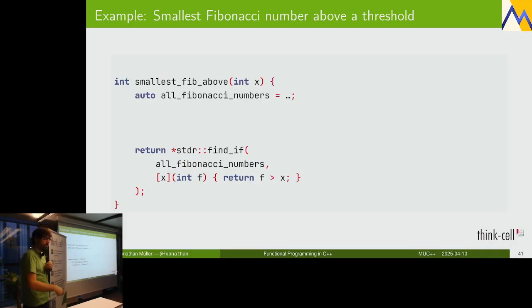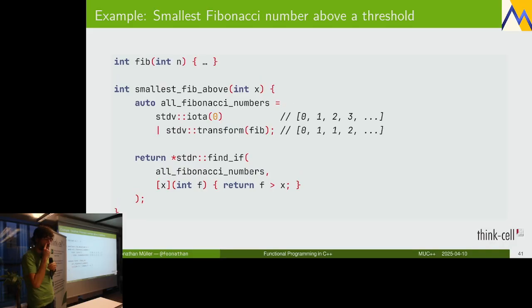Now, how do we actually get all the Fibonacci numbers? Well, we can do something like this. So assuming we've got a function that gives you the nth Fibonacci number, then we first start with a list of infinite numbers using iota. And this simply is a list of increasing integers beginning at the start value. So this is like 0, 1, 2, 3, and so on.